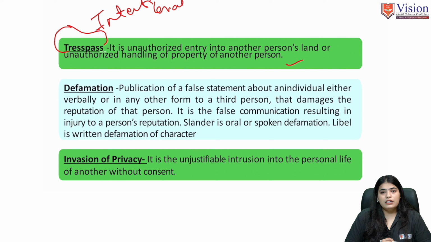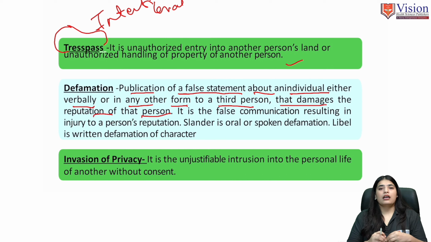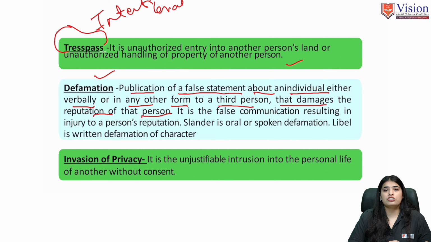Next is defamation. What is defamation? As the name suggests, it is the publication of a false statement about an individual, either verbally or in any other form, to a third person that damages the reputation of the person. Whenever a person tells another person in verbal form, written form, or on social media something false about a person, and that is damaging the character or image of that person, that is called defamation. And defamation is also an intentional tort.